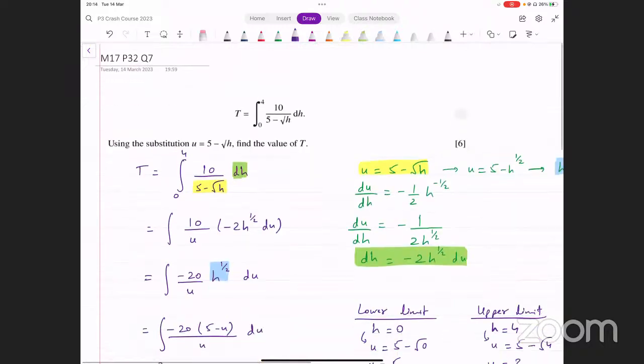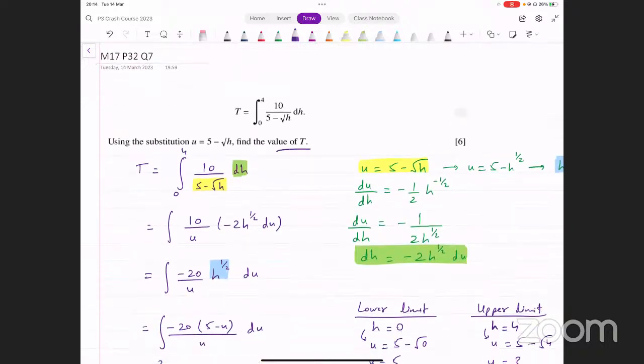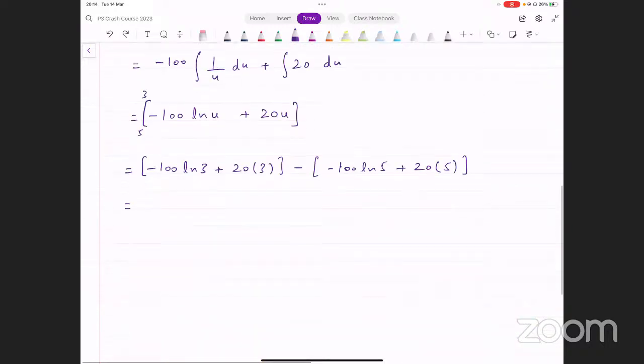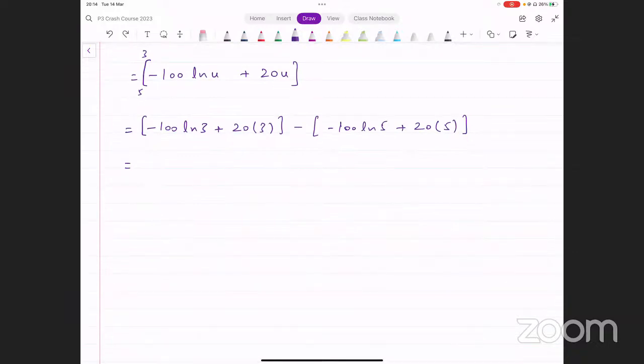What form do they want? Yeah, so they are just looking for the value of t. You just have to evaluate this, write the exact form, that's better. Let's see what we get from this. Minus 100 ln 3 plus 60 plus 100 ln 5 minus 100.